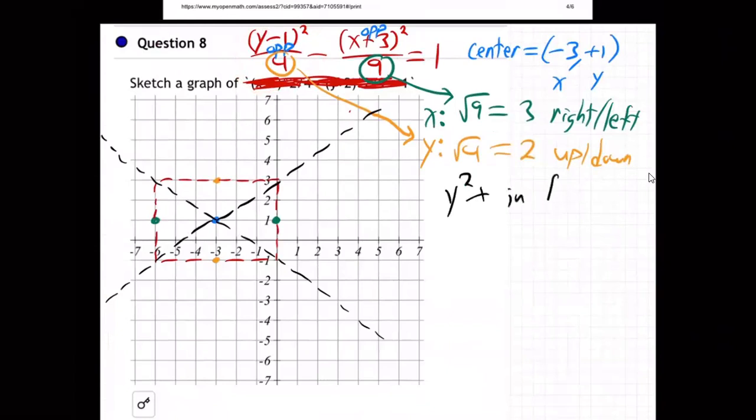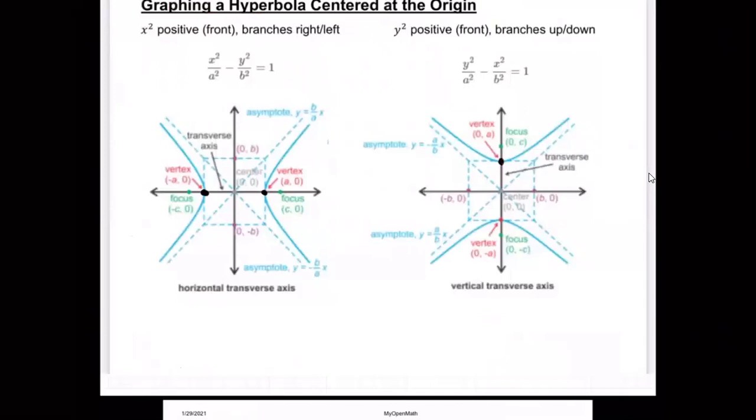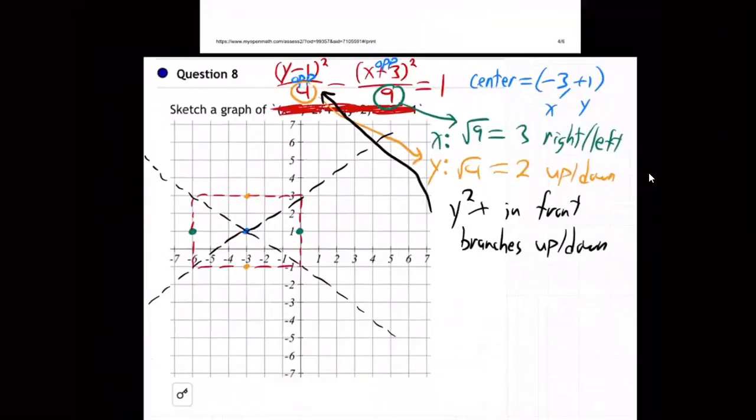Y squared is positive in the front, right? Right here. So branches go up, down. So our branches up, down, and they always go up, down, or right, left from the middle of the box, don't they? Let me show you. See how this one, very middle of the box, or both these, and these are the notes. See how it hits the middle of the box? Middle of the box is where the branches start. Middle, top, and bottom, or middle, right, and left, either way, middle of the box. So we go, okay, middle of the box.